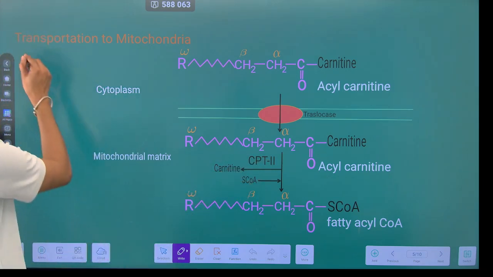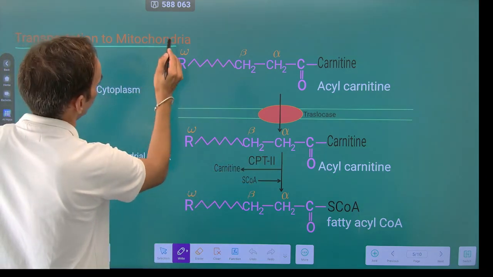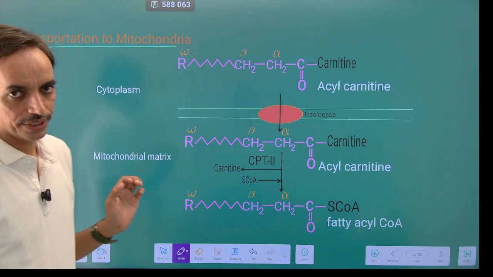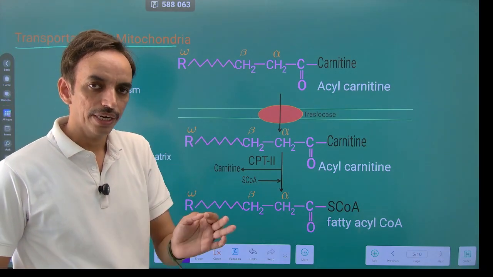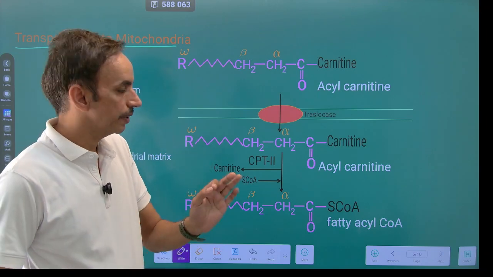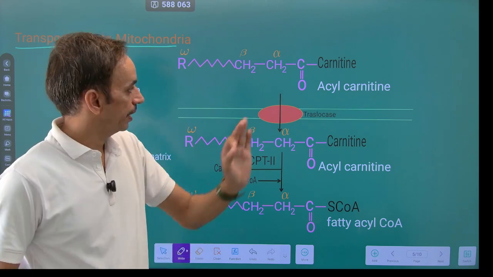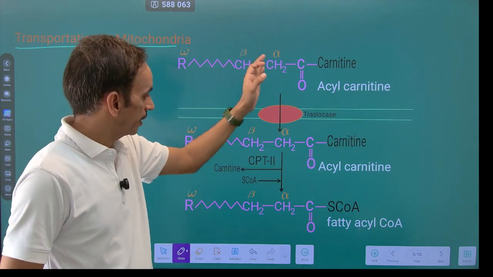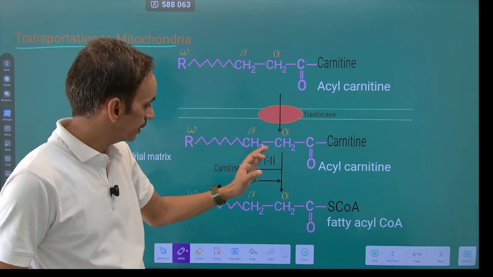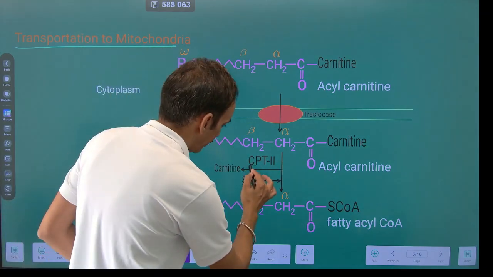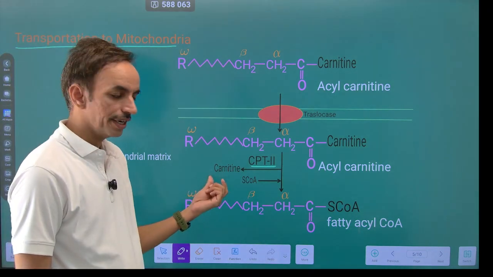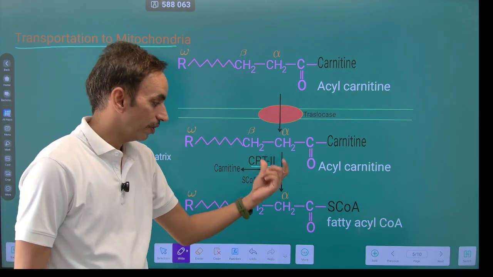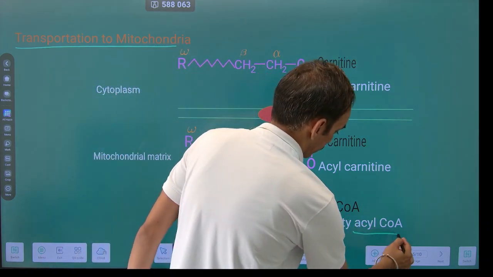So we have the second step, that is the transportation to the mitochondrial matrix. It will be carried out by the enzymes CPT1 and CPT2. CPT1 converts the acyl coenzyme A into acyl carnitine. It can be transported to the mitochondrial matrix. Within the mitochondrial matrix, we have carnitine palmitoyl transferase 2, which removes the carnitine and adds the coenzyme A. Now again we have acyl coenzyme A.